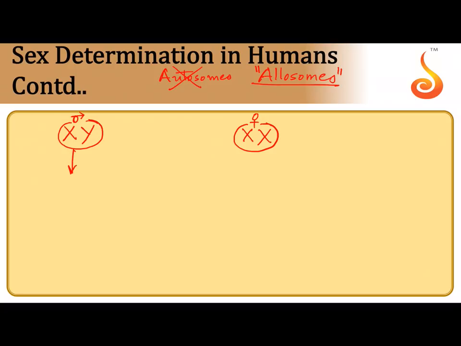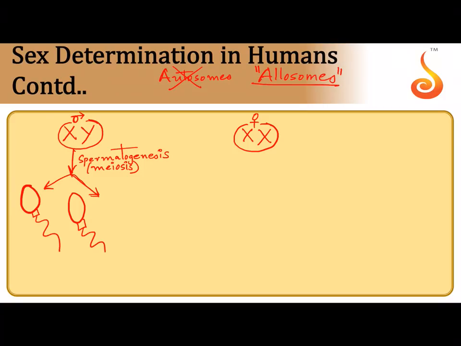Okay, now if this cell were to undergo spermatogenesis, that means it undergoes meiosis, you know that through meiosis you get a ratio of 1:4. 4 sperm are produced from one male germ cell, but it is going to produce two different types of sperm. So half of the sperm will carry X chromosome alone and half of them will carry Y chromosome alone.